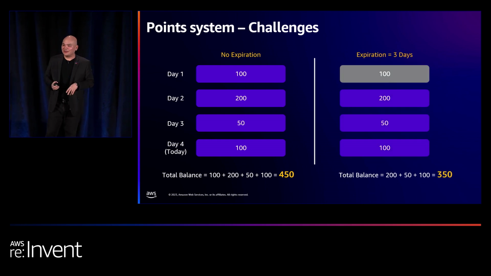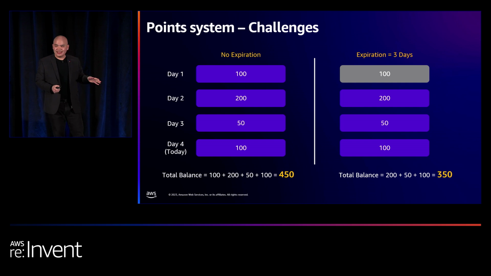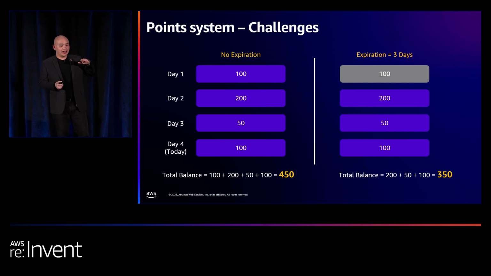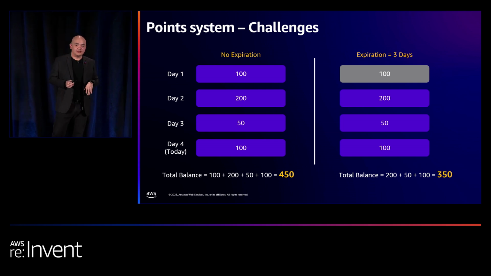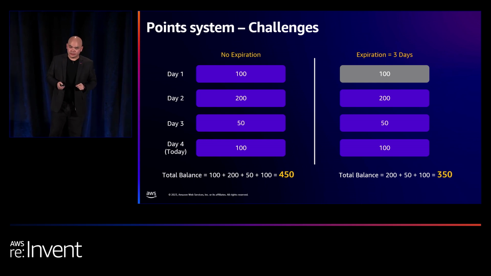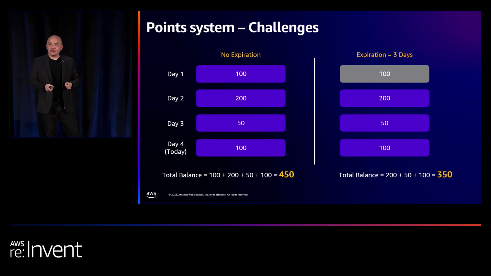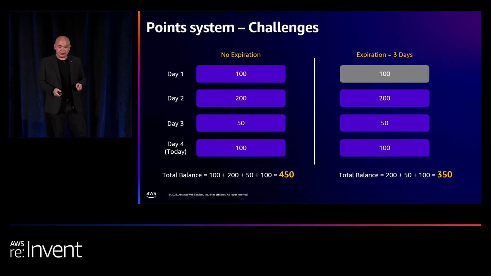For the loyalty domain, the requirement is going to be something like this: we can define the expiration period. For example, in this case, I define the expiration to be 3 days. So in this case, the total point balance is going to be 350, right? The first record is going to be excluded from the calculation. And this comes with the challenge that we're going to face.